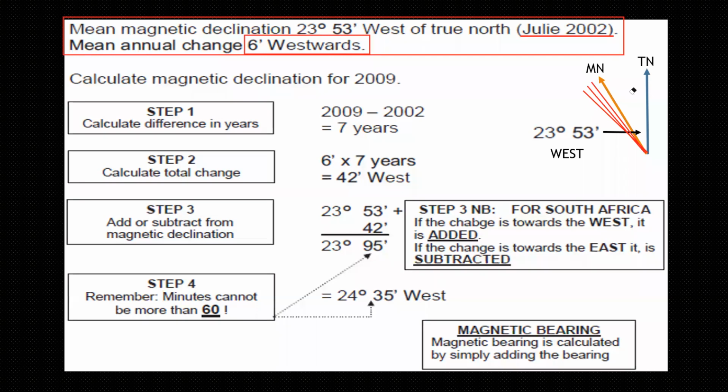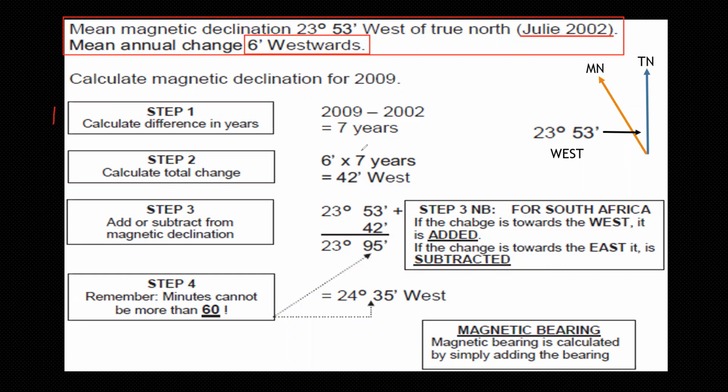So firstly, what we need to do is go through to step 1, and we need to calculate our difference in years. This is quite an easy step. We last checked it in 2002, and we want to know what it is in 2009. So a very simple calculation. Take the bigger number and you minus the smaller number, and that will tell you that there has been 7 years since you have last checked the magnetic declination.